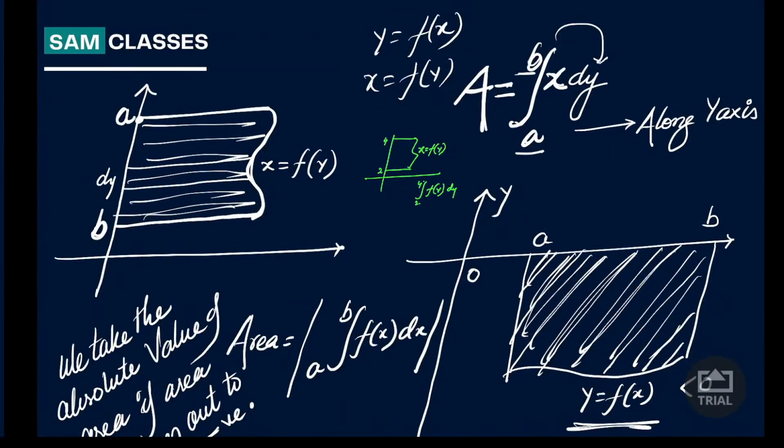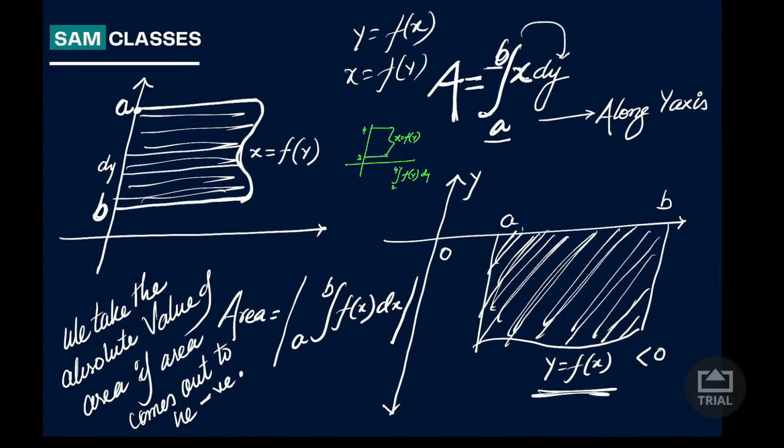Now see, if it is below, what happens then? Here also we can find the area. Okay, it is below the x-axis. No issues. But whenever we find the area, we take the positive value. In integration we get positive and negative both, but whenever we talk about area, area is always positive. Clear?